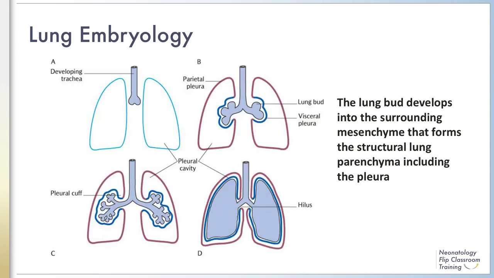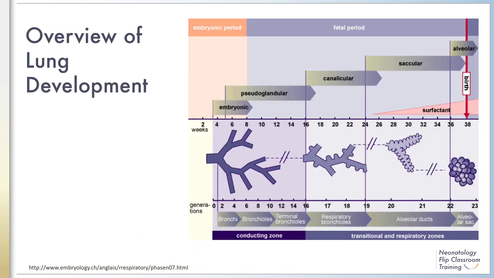The lung buds continue to expand into the surrounding mesoderm. The mesoderm covering the outside of the lung develops into the visceral pleura, shown in blue. The somatic mesoderm becomes the parietal pleura, pictured in red. The lung develops in 5 stages that occur during the embryonic period and fetal period and continues following birth.